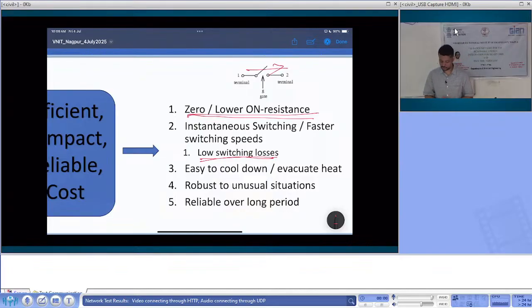So again, switching loss plays roles in both efficiency as well as compactness. Easy to cool and evacuate heat, right?